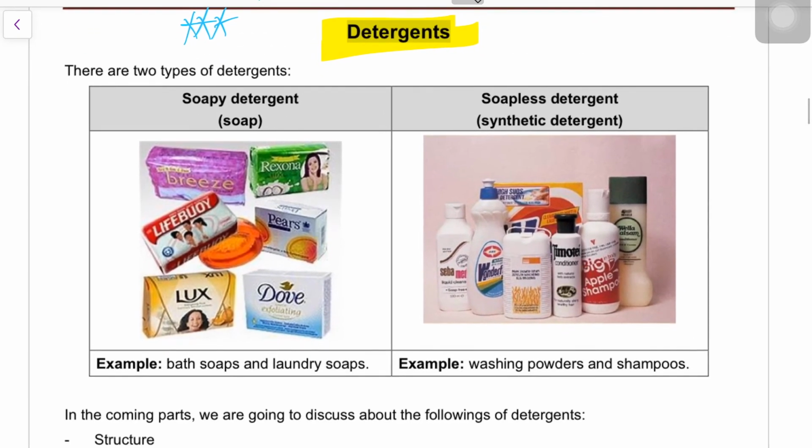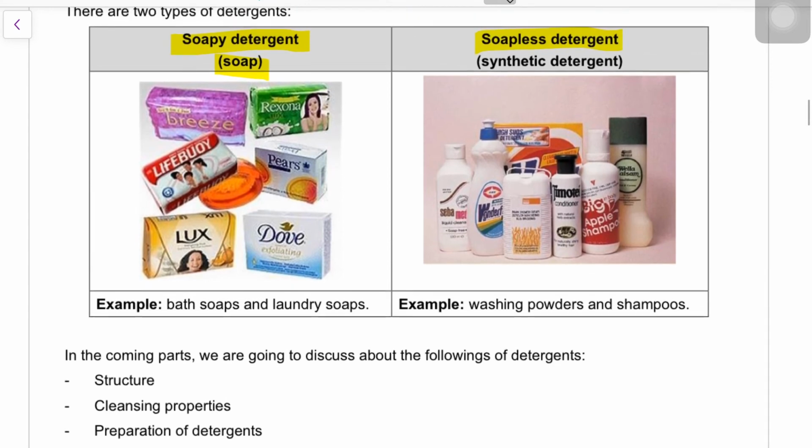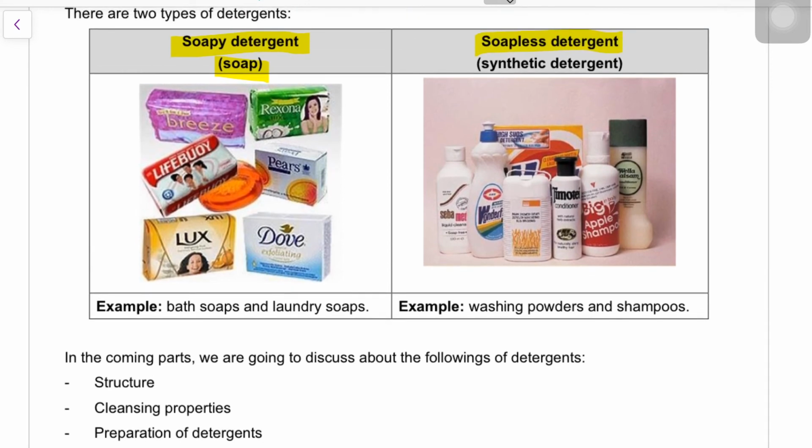So here we try to divide all kinds of detergent into two groups. The first one is soapy detergent. It has one and only one member, which is soap. For the rest of them, we classify them as soapless detergent, or sometimes we call them synthetic detergent. So how can we determine which one is soapy and which one is soapless detergent? And here shows.